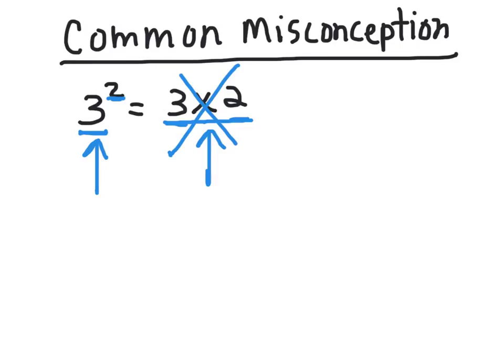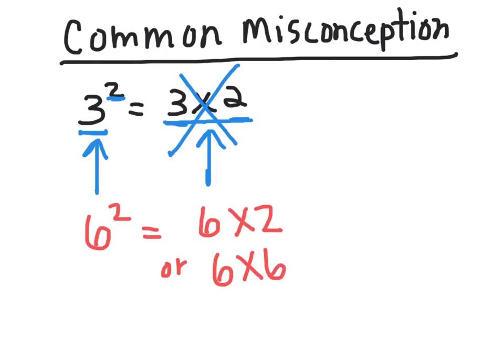So let's take a look. What if I said 6 squared? Would it be 6 times 2, or would it be 6 times 6? It's not 6 times 2. That's a basic fact. This is 6 squared, or 6 to the second power. There's your 2 powers multiplied by themselves.